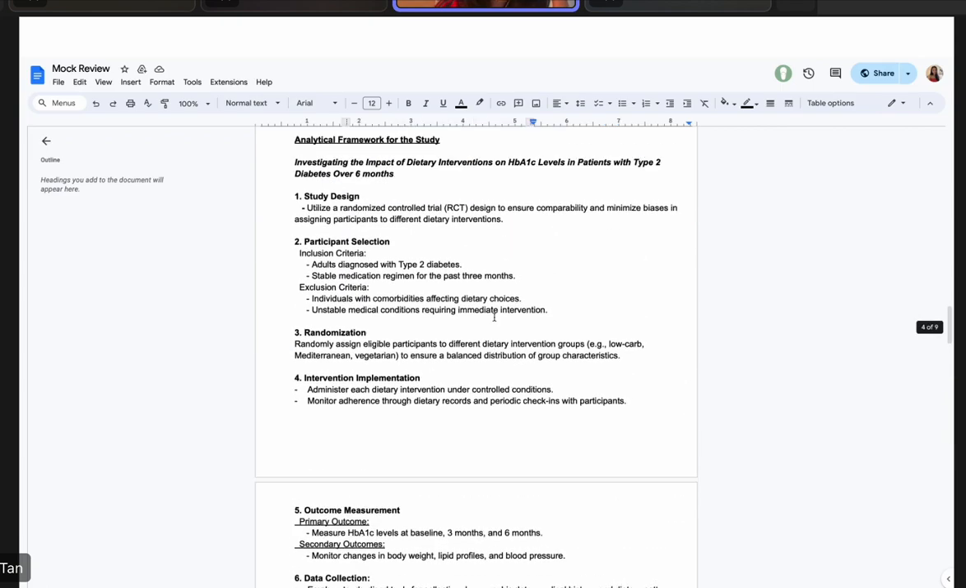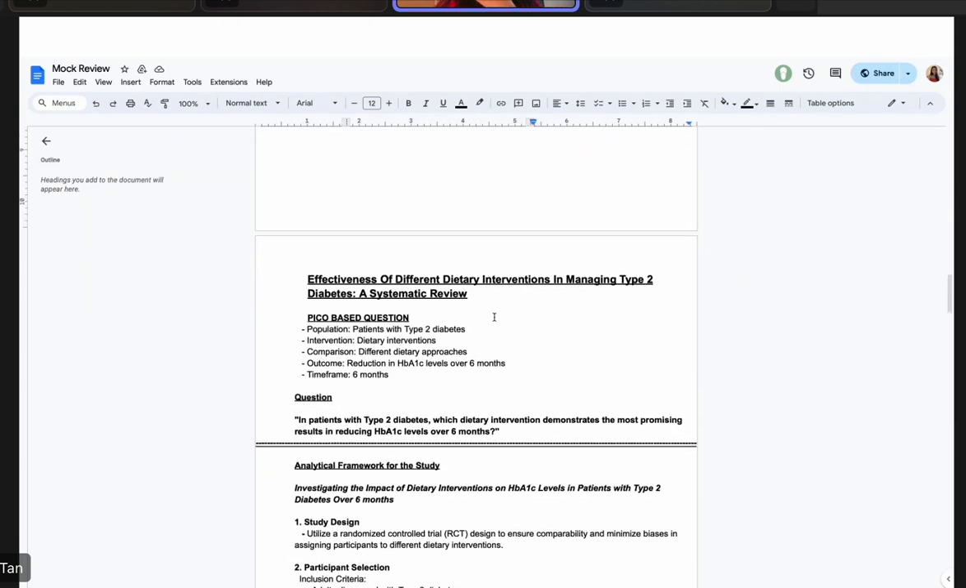Yeah. So, okay, this is for later. The effectiveness of different dietary interventions in managing type 2 diabetes is a systematic review. So this is pretty much summarizing what we've discussed previously. So type 2 diabetes, which dietary intervention has the most promising results?